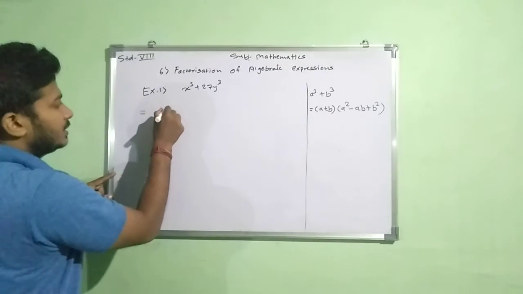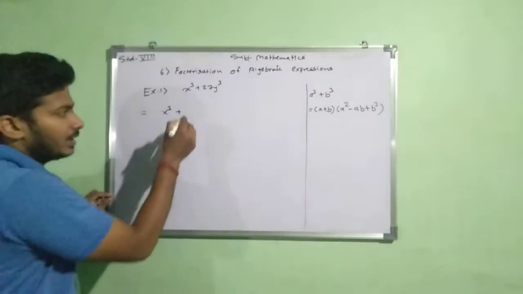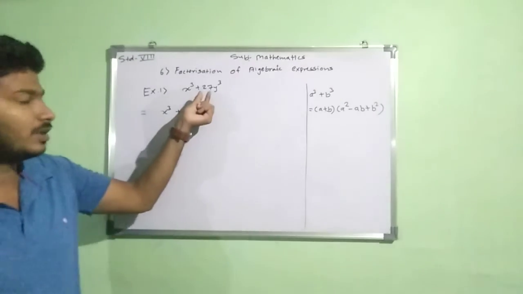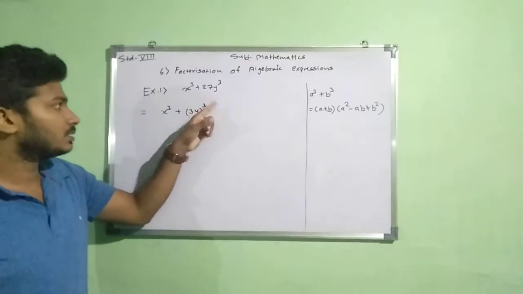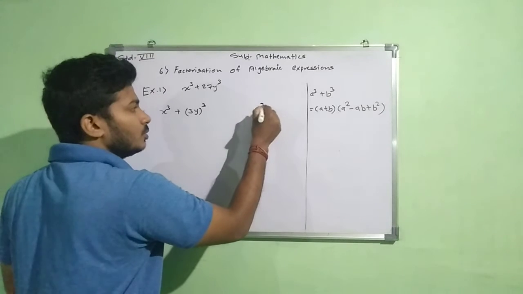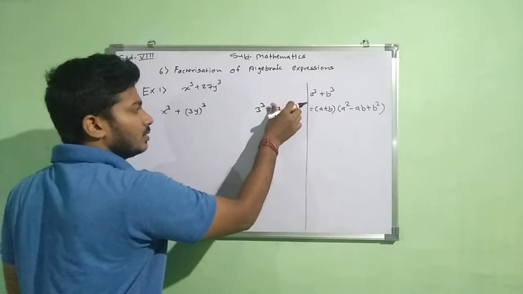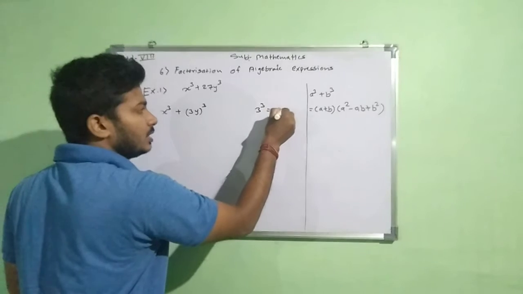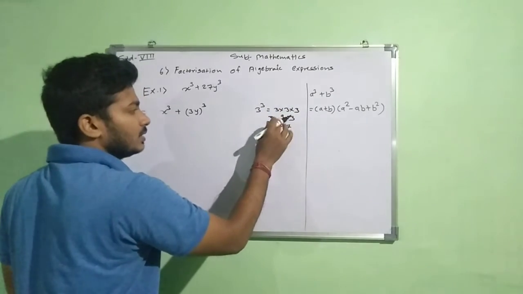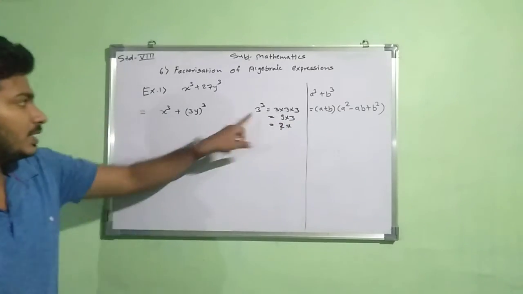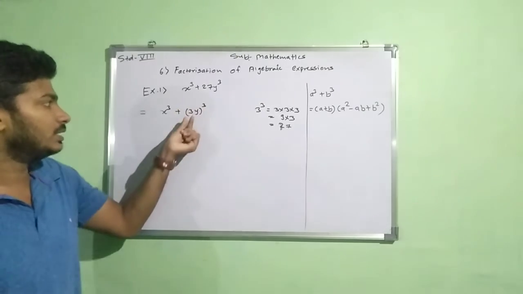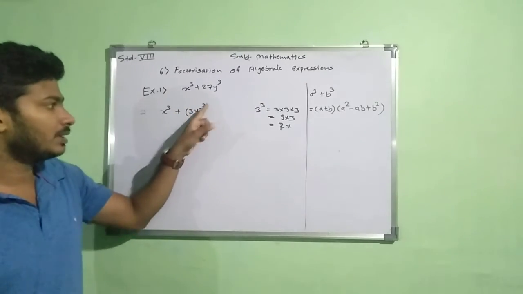So x cube will be as it is, plus 27 we can write as (3y) cube. 27 we can write as (3y) cube, because the cube of 3 is 27. 3 cube means 3 into 3 into 3, which is 9 into 3, which is equal to 27. So the cube of 3 is 27, and we have to write that 27 in the form of a cube, which is (3y) cube.